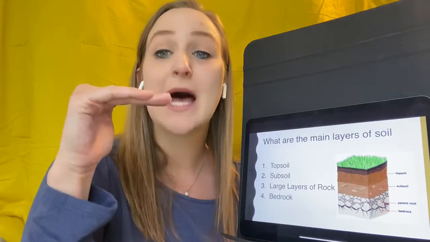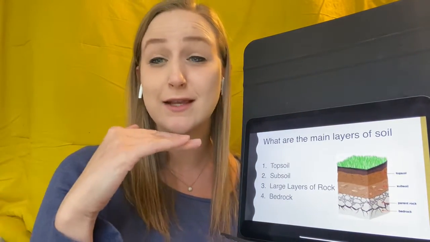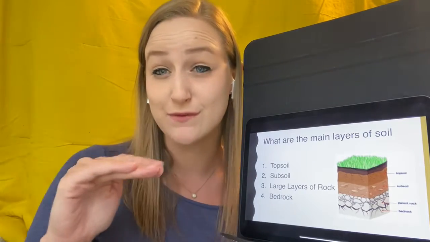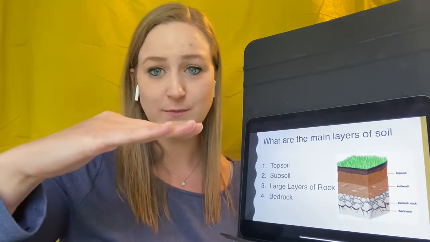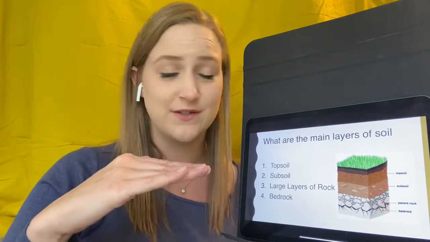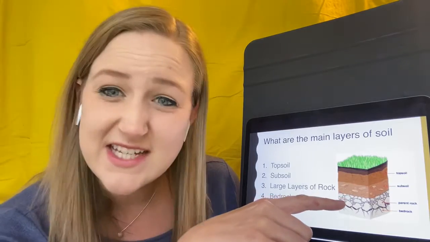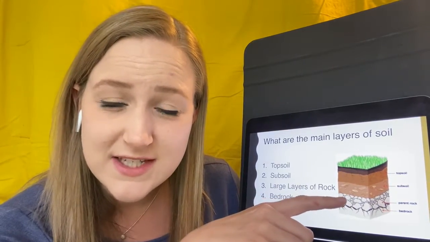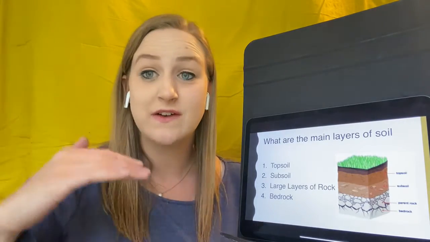Then we have subsoil. Subsoil is just a little bit below the surface. I think of like a submarine goes below the surface of the water. The subsoil is a little bit below. Then we have large layers of rock. So if you look down there, you're going to find big rocks. Do you guys see those rocks that you can see in this picture? Once you get down, you start to find rocks down there.